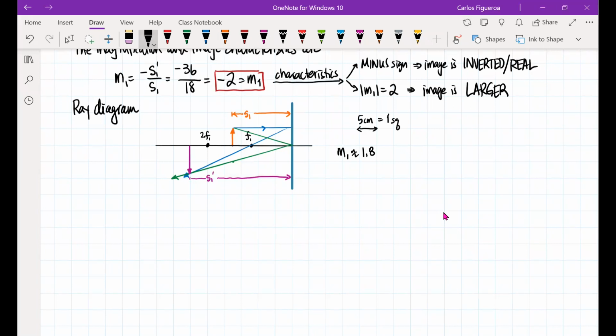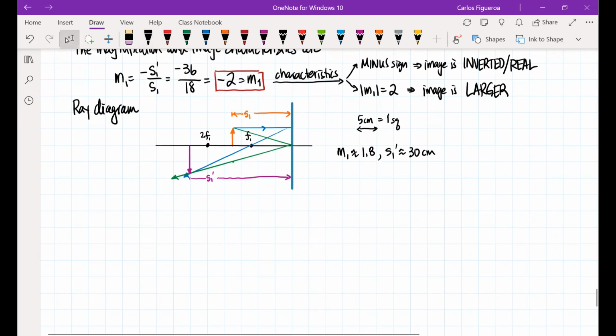And the other thing here is that look at the distance. So it goes 1, 2, 3, 4, 5, 6 squares. So this tells me that S1 prime is about 6 times 5, which will then be 30 centimeters. Well, you could see that the actual distance is more like 36. That's why we rely on the calculations.